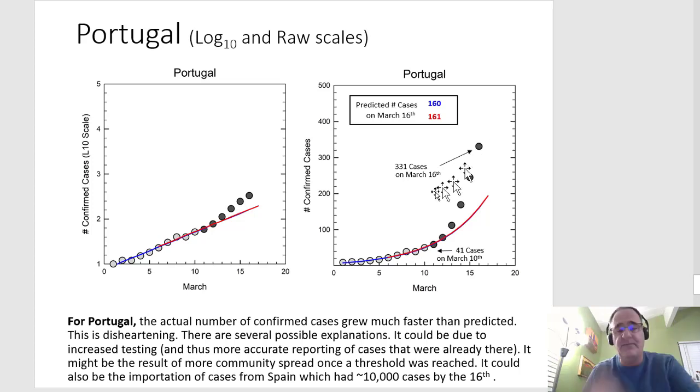So I predicted with high confidence, I thought, that there'd be around 150 cases. Well, there are 331 cases as of today. So what we can see is an acceleration that's happening relative to the exponential curve. I'm not sure why that's the case.